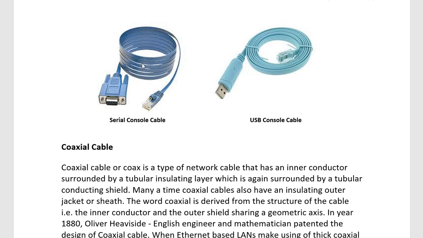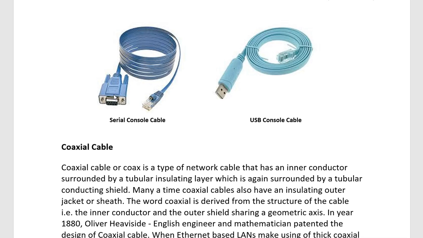You can also make it like this. If you don't have this fixed serial port cable, then you can make the port an RJ45 port, and then you can use a converter from RJ45 to the serial port.